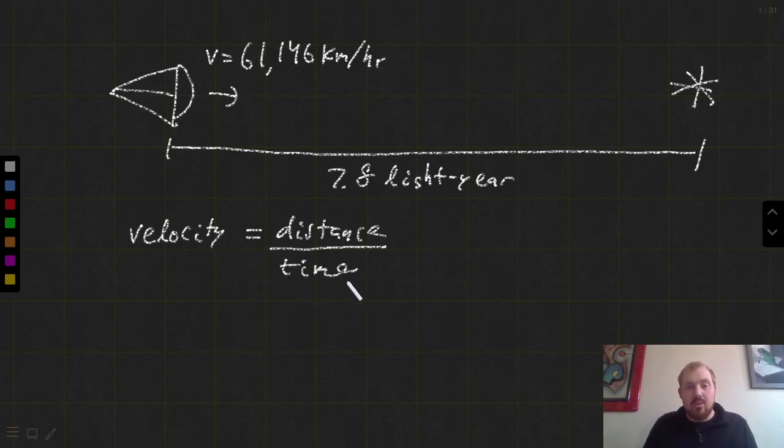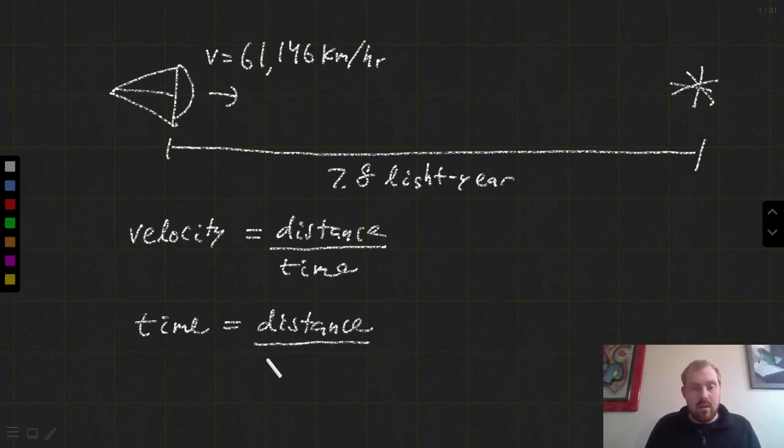So I'll rearrange this. I'll move time to the numerator on the left-hand side, divide out velocity, and we'll say now that time equals distance divided by velocity. There's your formula. Right? How are we going to find the time frame? And let's plug things in.